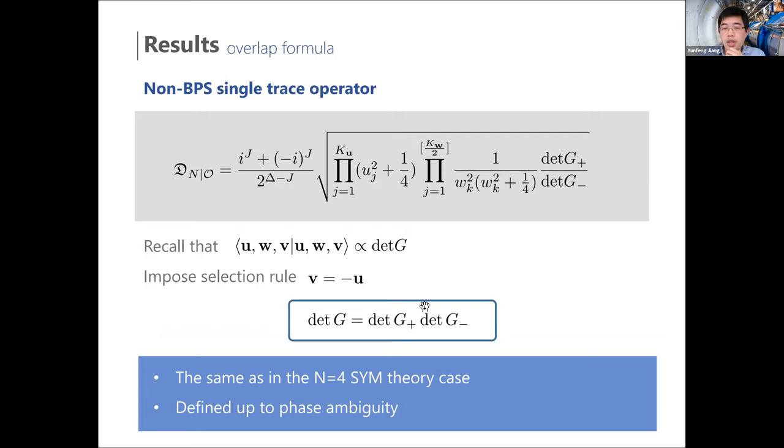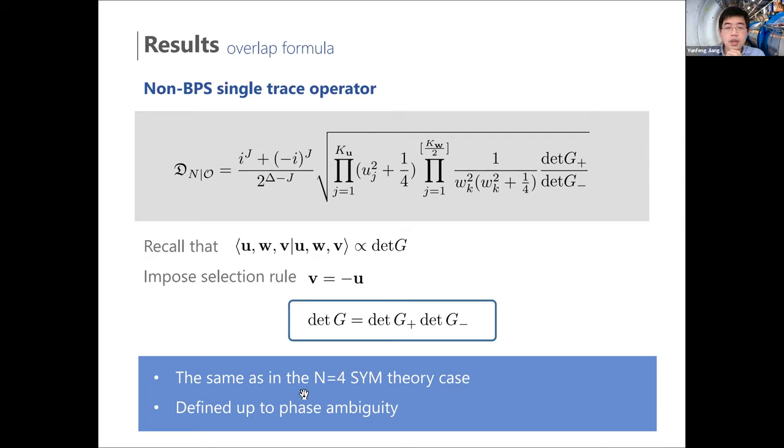And so the G plus and G minus come from this Gaudin norm, this Gaudin determinant, when you impose the selection rule. So when you impose the selection rules, the Gaudin determinant factorizes in this case. And then the result is given by this ratio together with some prefactors.